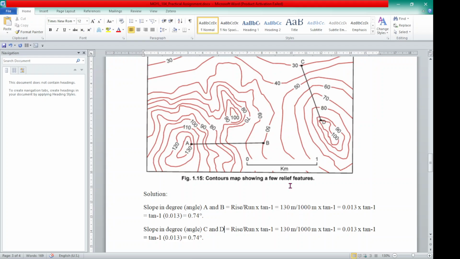C is 30, D is 100. Oh, I'm sorry. So here we need to do 130 minus 50. That comes to 80. Let me do this correction. 80 divided by 1000 is 0.08.